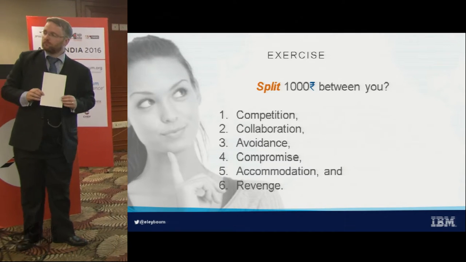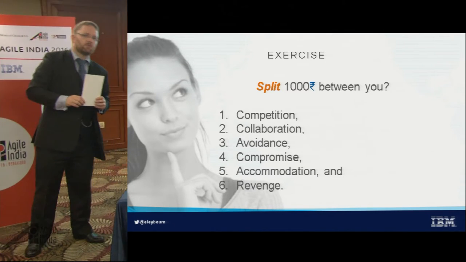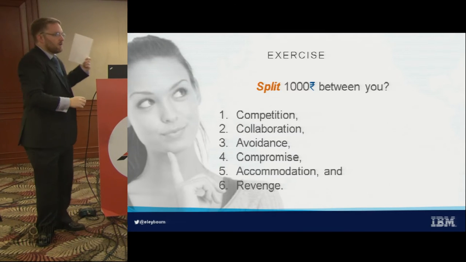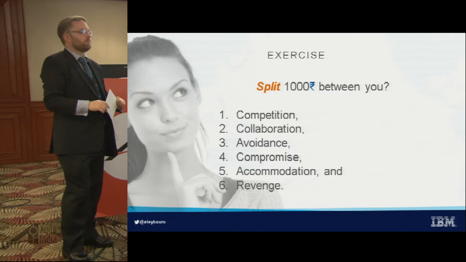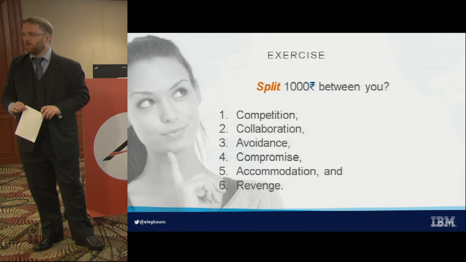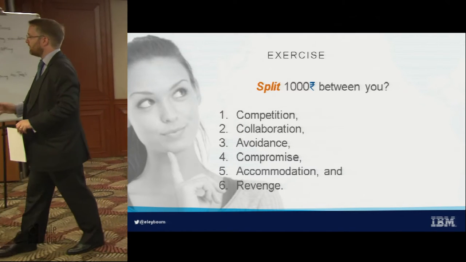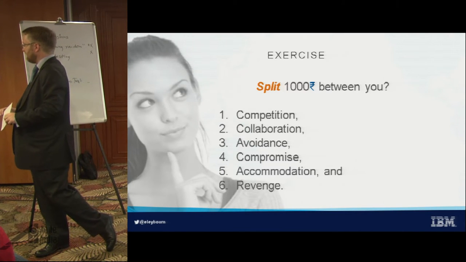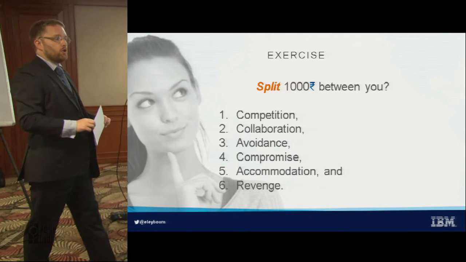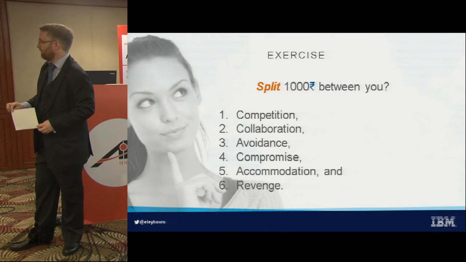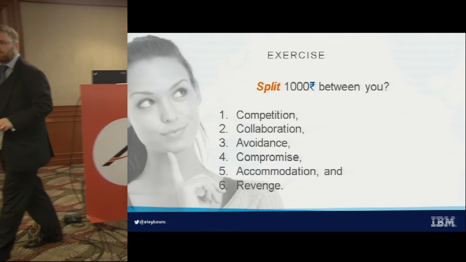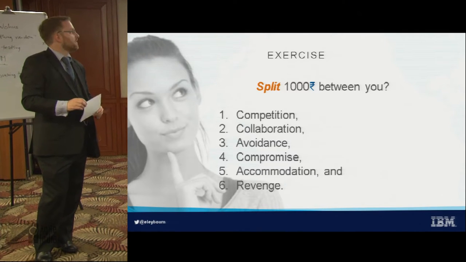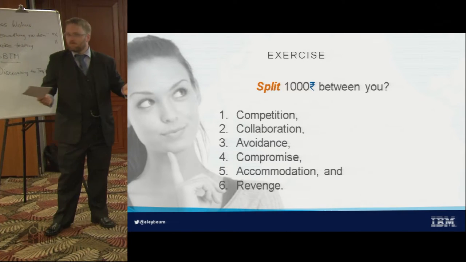Now, here's the thing. The basic default goal is to get as much of that money as possible. If I had not given you a personality, I would just say your goal is to get as much of that money as possible. Your personality informs how you will negotiate for it. This is a competition. I want to see who in this room ends up with the most money. 800, 900. So let's see how that goes. I'm going to give you 5 minutes for the first 1,000. You've got 5 minutes to go.